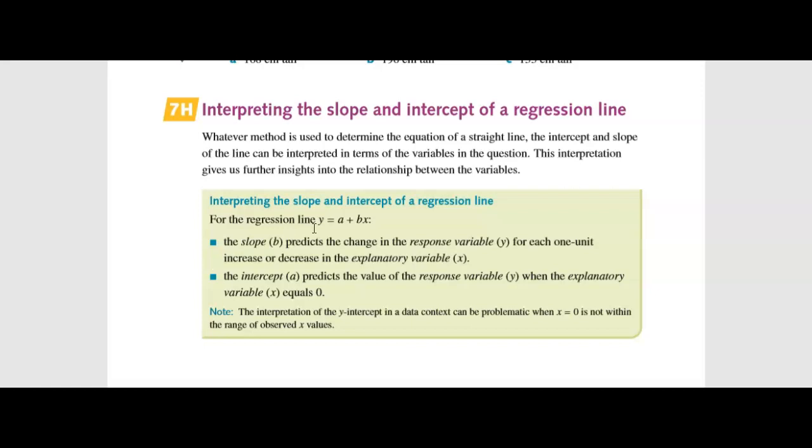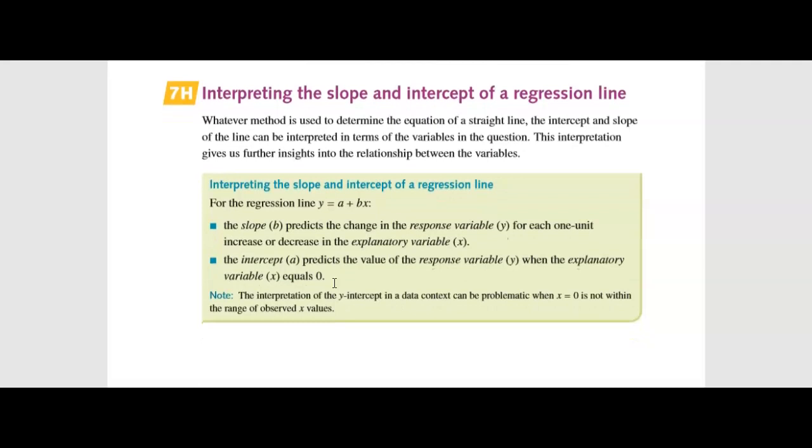In this video we're going to go through 7H, interpreting the slope and intercept of a regression line. Your regression equation is in the form y equals a plus bx. A is what we call the intercept that crosses your response variable or your y-axis, and b is your slope. You need to be able to interpret what they actually mean. These are the definitions, but interpreting them is a step further. You actually need to know what it's telling you. You can say the slope is 2, but what does that actually mean?